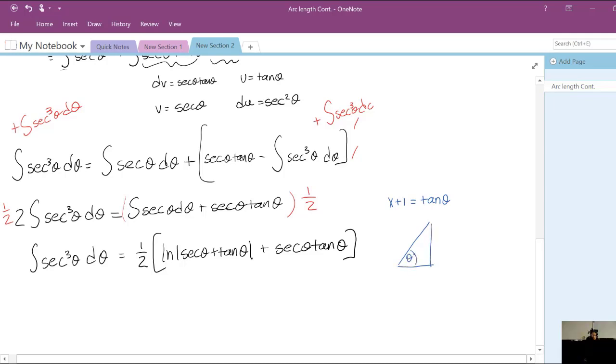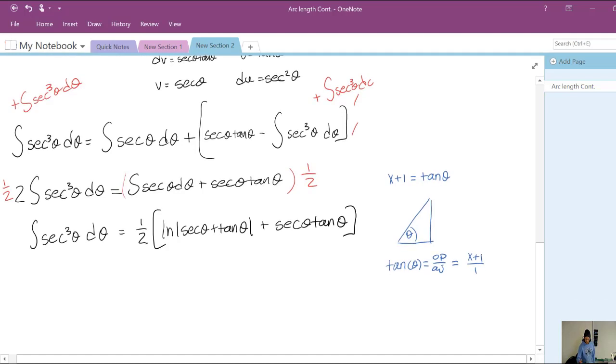So, the logic is, for a right triangle, tangent is equal to what? Opposite over adjacent. But in our case, tangent is also equal to x plus 1, right? So therefore we can label x plus 1 as the opposite side of this hypothetical triangle and 1 as the adjacent. And then by the Pythagorean theorem the hypotenuse would have to be the square root of (x plus 1) squared plus 1 squared.